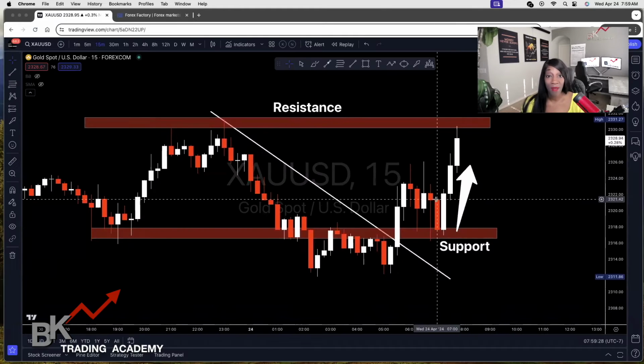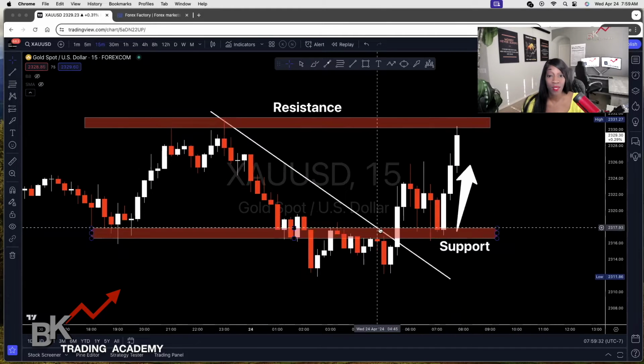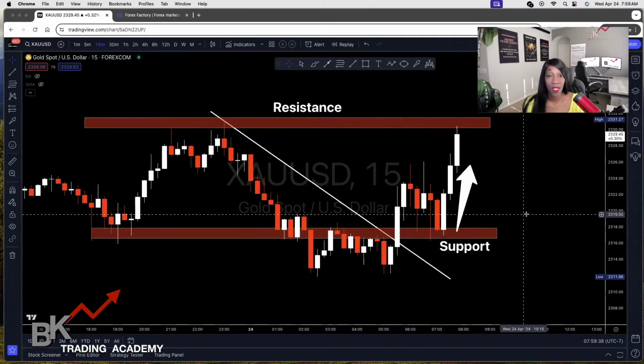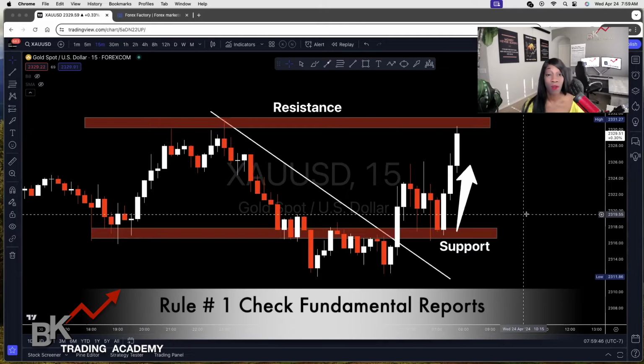And if you look at my 15-minute chart right now, this is what this opportunity looked like as it progressed. So I'm going to walk you through exactly what happened, how you would approach this on your own, and the rules that you would take. So let's start out with rule number one. As I said, you always want to check for fundamentals and see what are your news for the day.